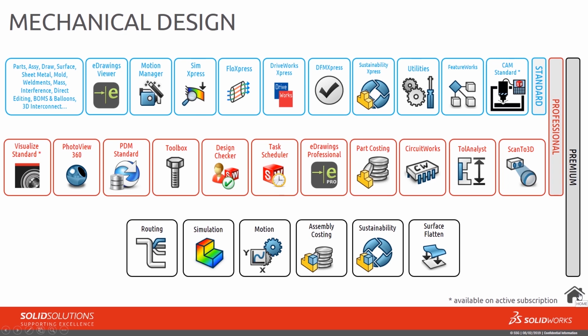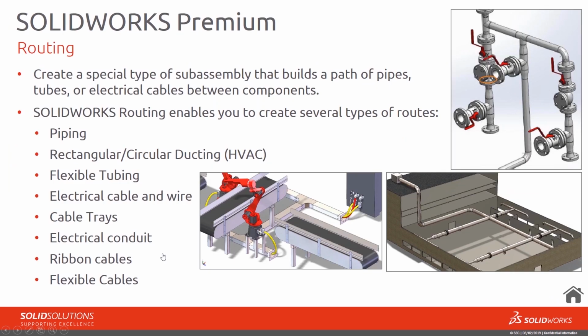Then down in Premium, we've got the really good stuff. So we've got things like routing. So let's just have a look in there. So this is basically a way of automatically creating special types of sub-assemblies for pipes, electrical cables, tubes, HVAC, stuff like that. So you can see by the images there that, to do this manually, you'd be using lots of 3D sketches, lots of kind of additional curves.